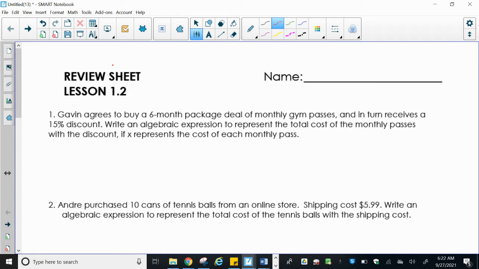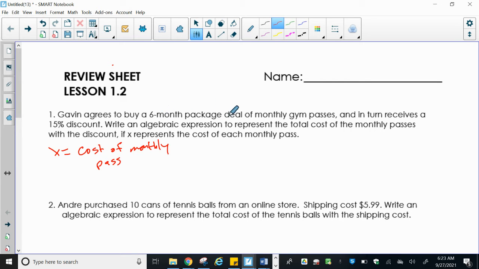So 1 says Gavin agrees to buy a 6-month package deal of monthly gym passes and in turn receives a 15% discount. Write an algebraic expression that represents the total cost of monthly passes with the discount if X represents the cost of each monthly pass. So this problem was nice enough to tell us exactly what the variable represents. It says X represents the cost of a monthly pass. So from there, we need to write an expression that would represent this context problem.